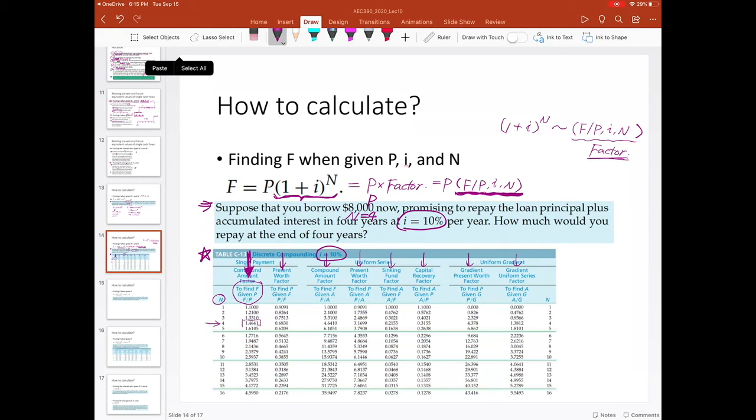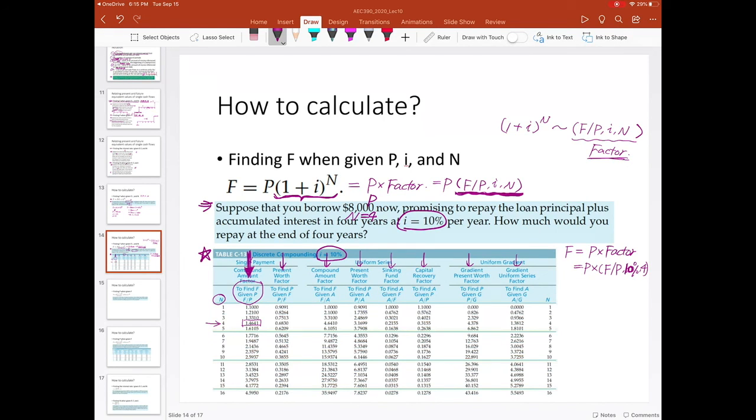Now you have a row to look at and a column to look at. That gives you a cell, and that is the value of the factor you're looking for. To calculate this F, you use P times that factor, which you can write as F given P at 10% and 4 years.